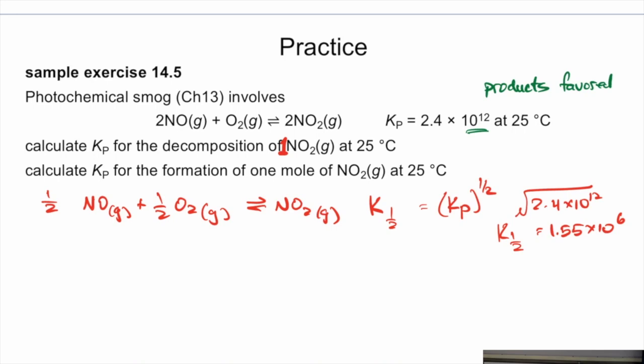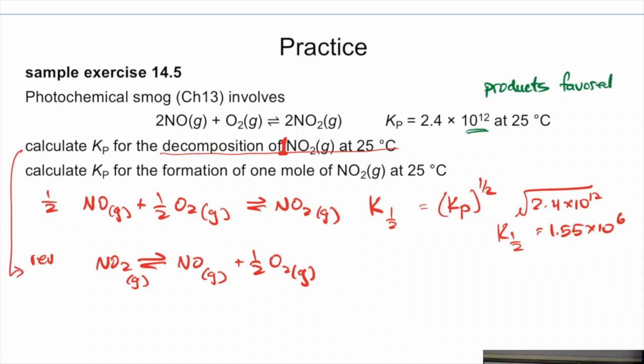But now we need to run it backwards, now we need to run it in reverse. So now we want NO2 goes to NO. Here, let's be careful. NO2 goes to NO plus 1/2 O2 because this is the decomposition of 1 mole. That's what we're doing right here.